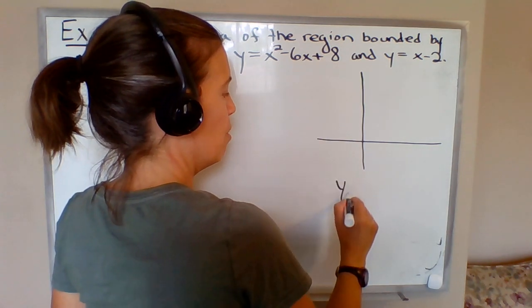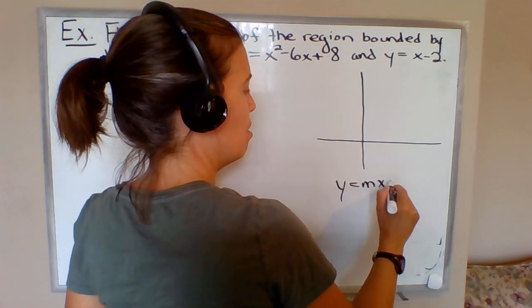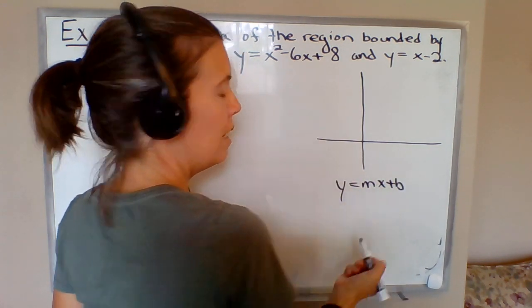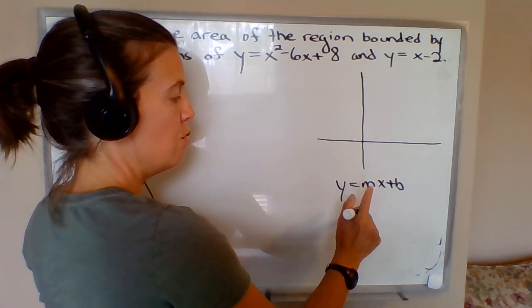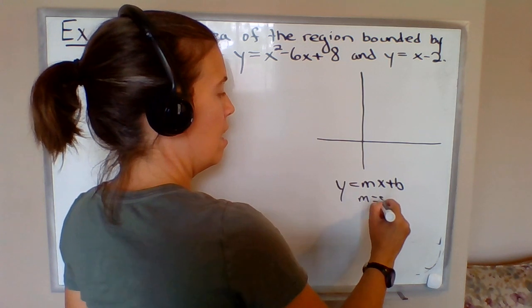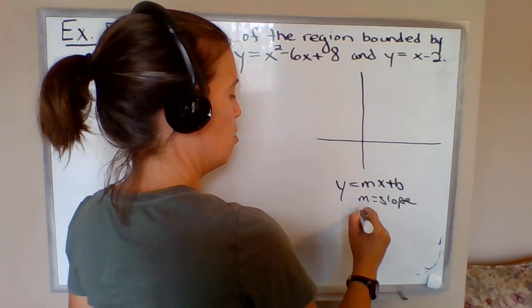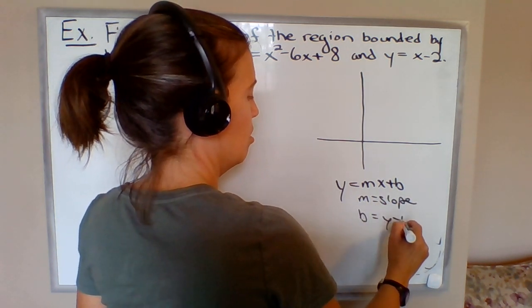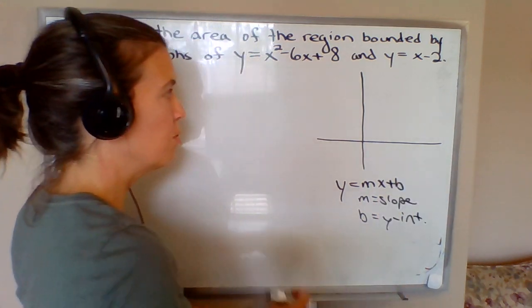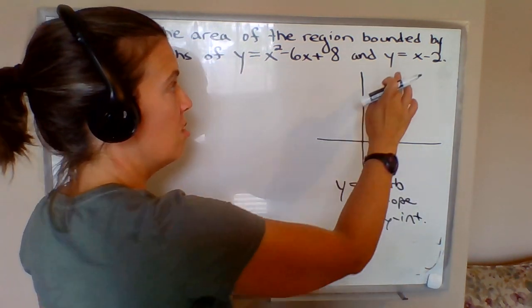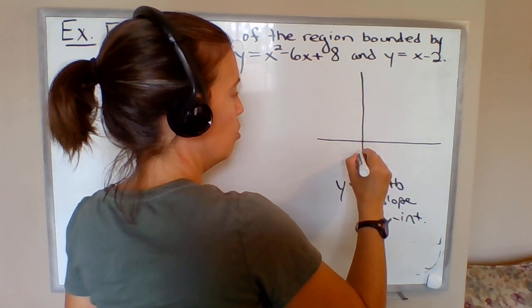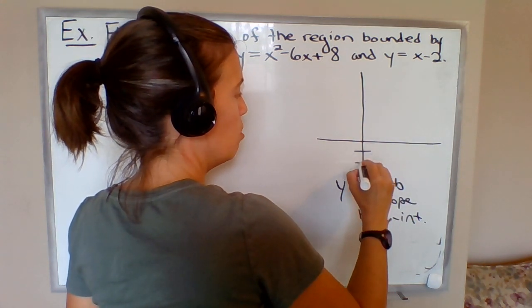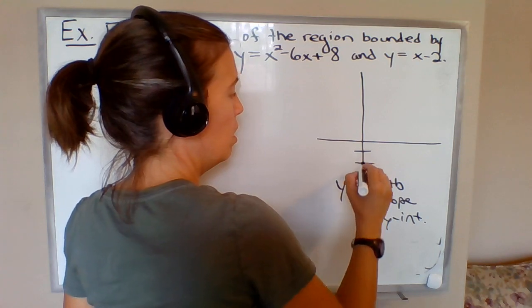If you remember, y equals mx plus b, when the equation of a line is written in this form, the coefficient of x, m, gives you the slope, and b is the y-intercept, or the y-coordinate of the y-intercept, if you want to look at it that way. So this has slope 1 and y-intercept negative 2. I would start by plotting the y-intercept at negative 2.